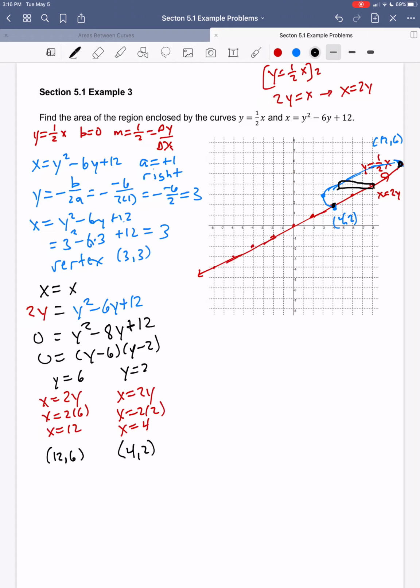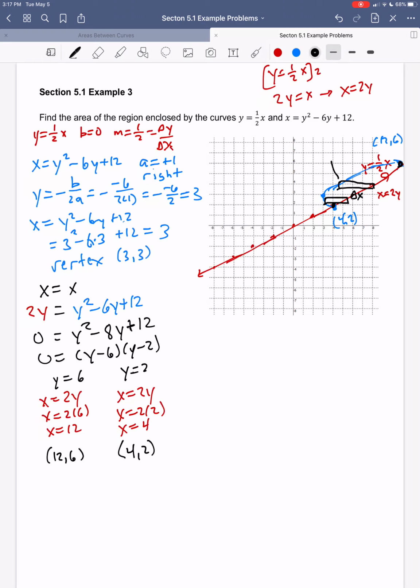Because then the left endpoint is always along the blue curve and the right endpoint is always along the red line, right? Even if I come down here and draw a little rectangle there, the left endpoint is along the blue parabola, the right endpoint is along the red line. And so to find the length of that rectangle, I'm going to need a value delta x.